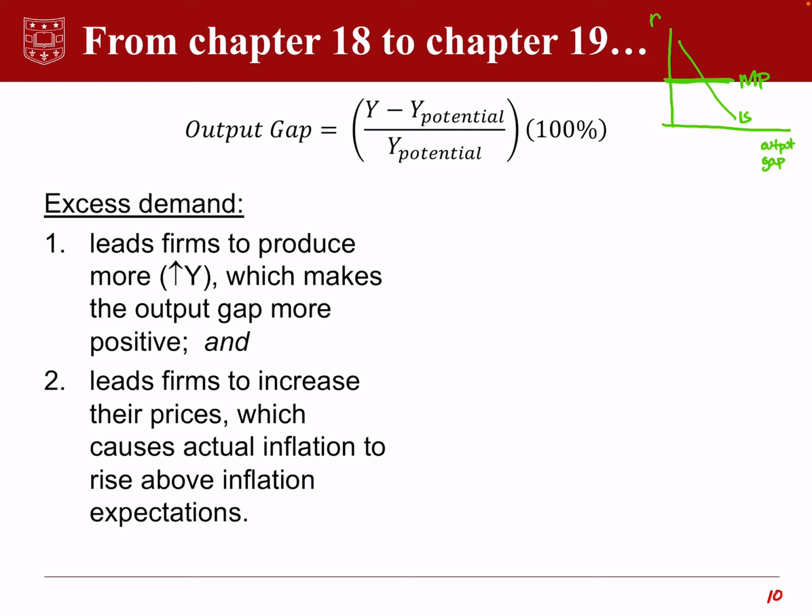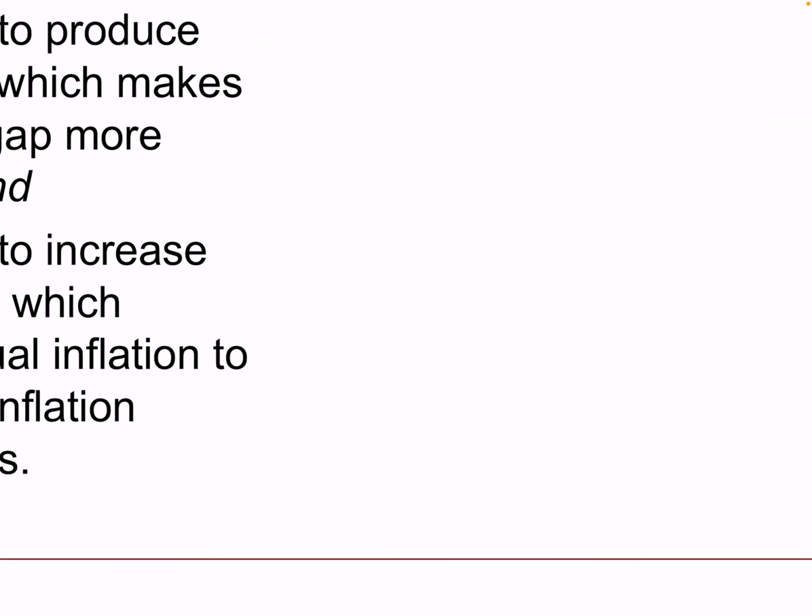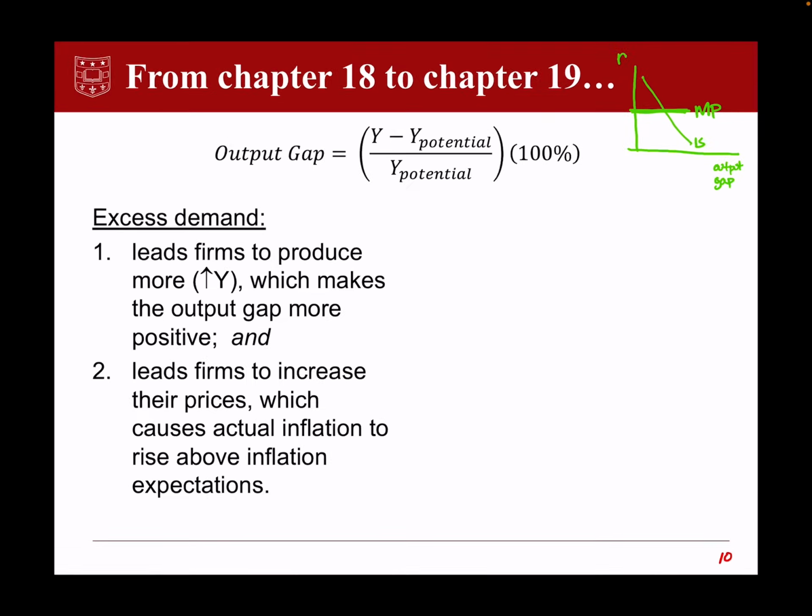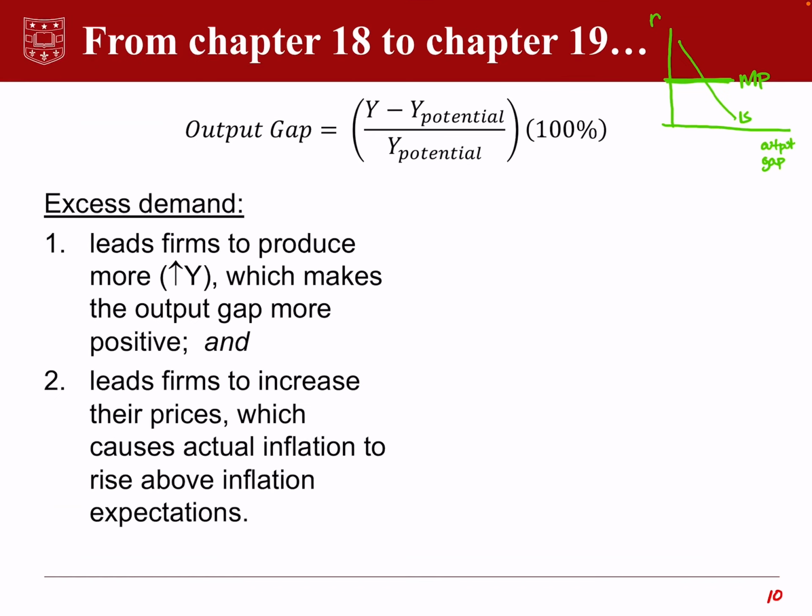And our observation was that in this Chapter 18 material, when there was excess demand, that would lead firms to produce more. And if firms are producing more, if Y is going up, then the output gap becomes more positive. So this was our Chapter 18 stuff.